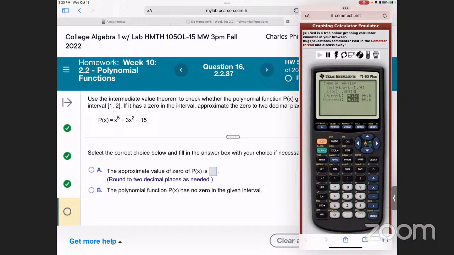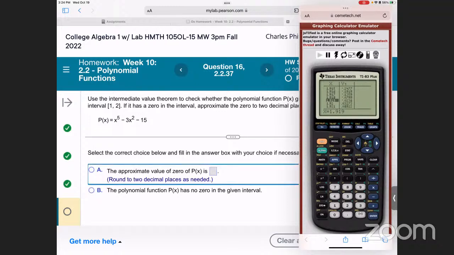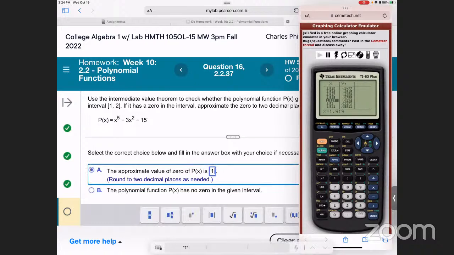Okay. If I go back to the table, this is the last time we have to do it. Looking for one more sign change. Okay. Right there. So we get a sign change between 1.919 and 1.92, right? So in either case, if we round these to 2 decimal places, they both round to 1.92. So to 2 decimal places, it's approximately 1.92.